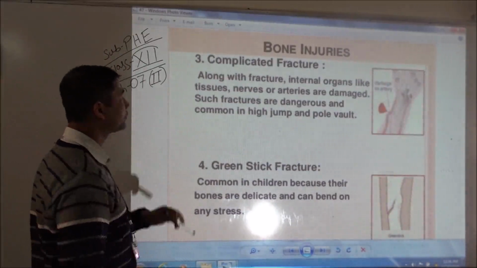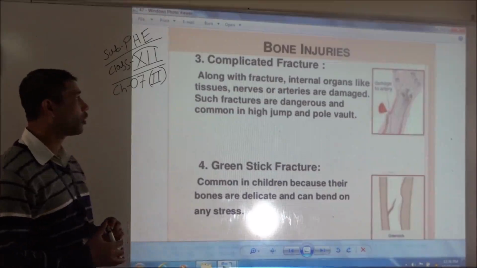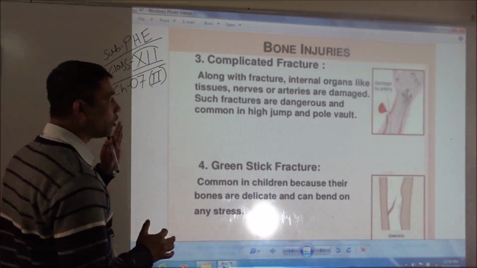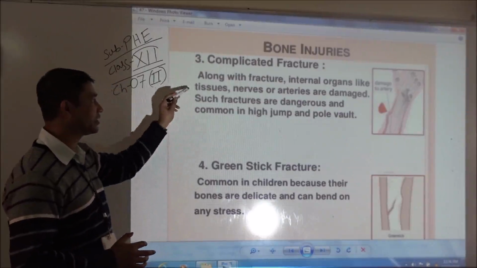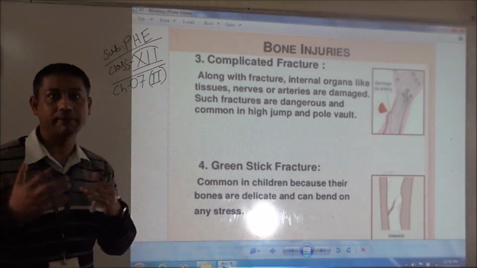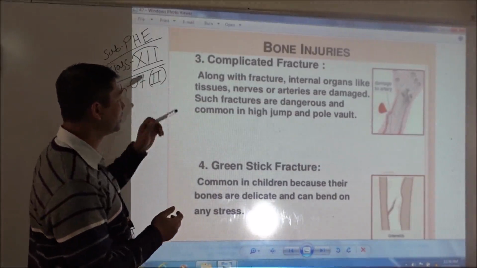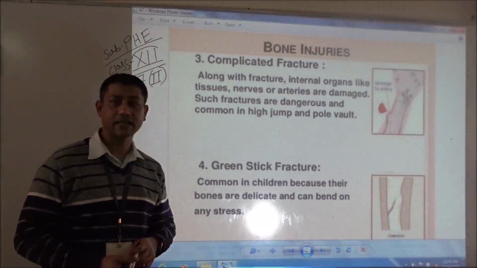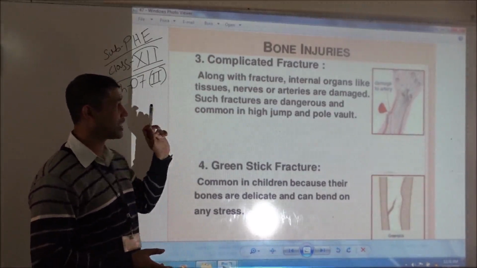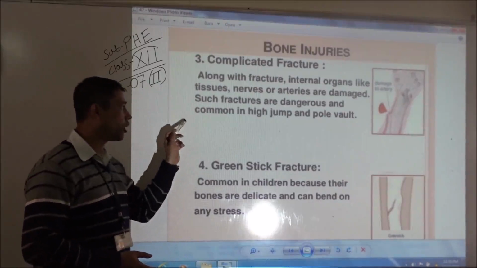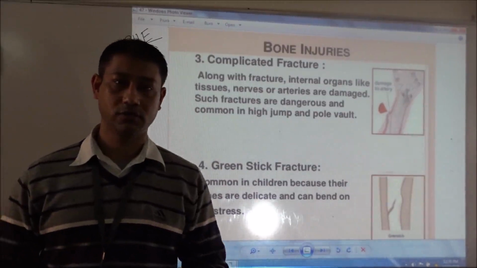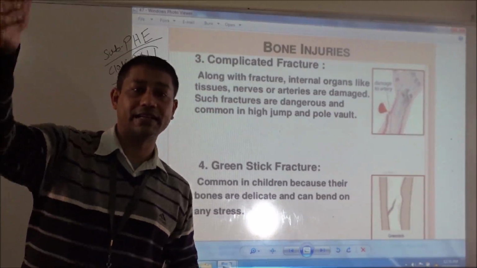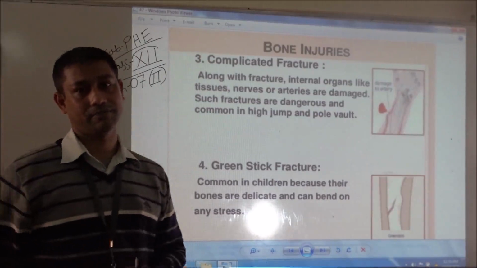The third type of fracture is complicated fracture. Now this fracture occurs with internal organs like tissues. It creates problems to tissues. Nerves or arteries get damaged by complicated fracture. Such fractures are dangerous and common in high jump and pole vault, because in high jump and pole vault the athlete is falling down from a reasonable height, so it is very common.